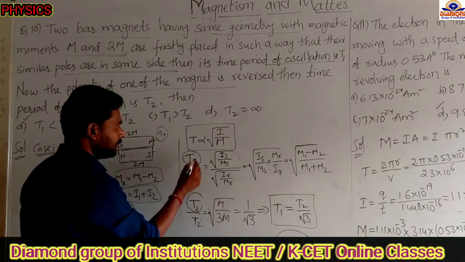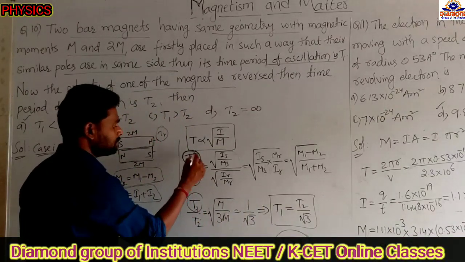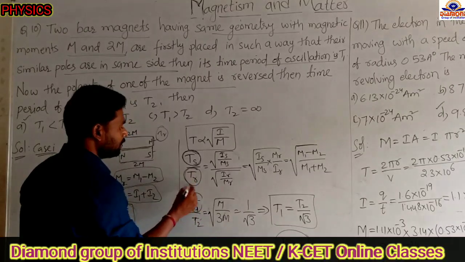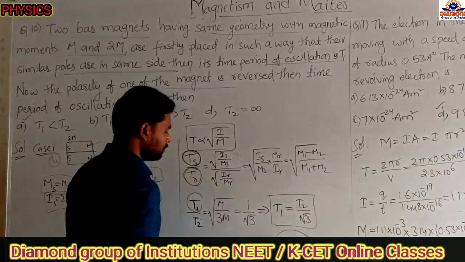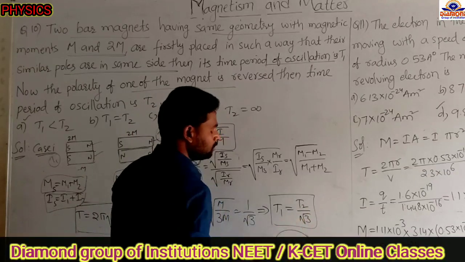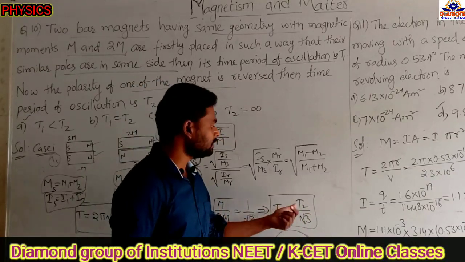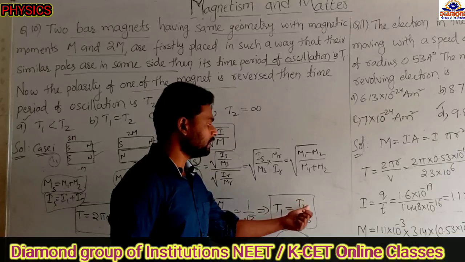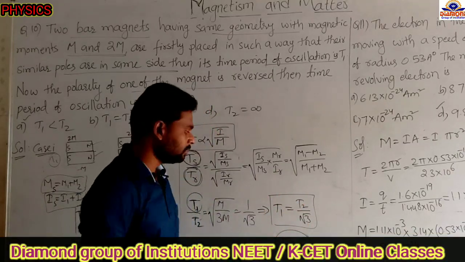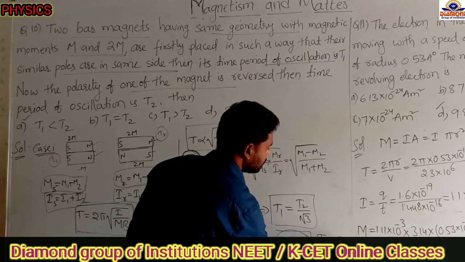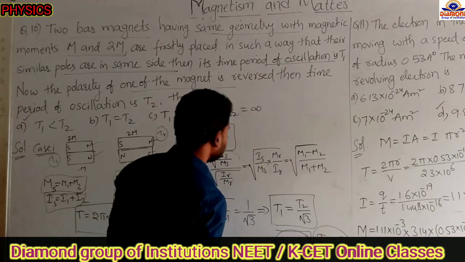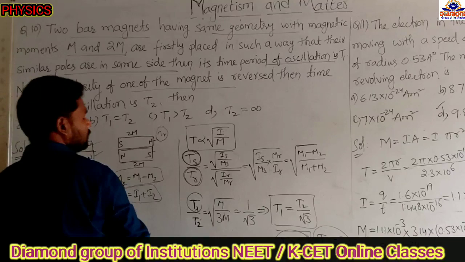T1 is nothing but the time period when the polarities are on the same side. If the polarities are reversed, the time period is T2. So T1 by T2 equals 1 by root 3, so T1 equals T2 by root 3. That means if we divide T2, we will get T1. So T2 is more than T1. T2 is greater than T1. This we can write as T1 is less than T2, or T2 is greater than T1. The option A is the right answer.